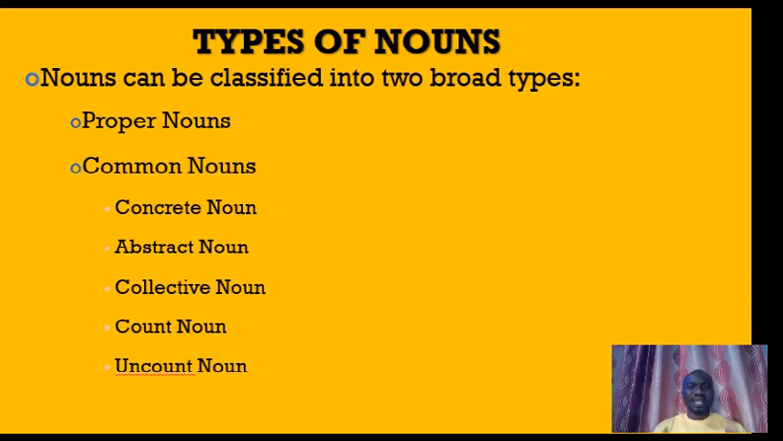Please, my students, take this thing seriously. They are two broad types. We have proper nouns and then we have common nouns. Under the common nouns is where we have concrete noun, abstract noun, collective noun, count nouns, and non-count noun. We have to take this thing seriously because these are going to help you in the rules of grammar. If you don't take them seriously, you won't be able to understand your rules in grammar.